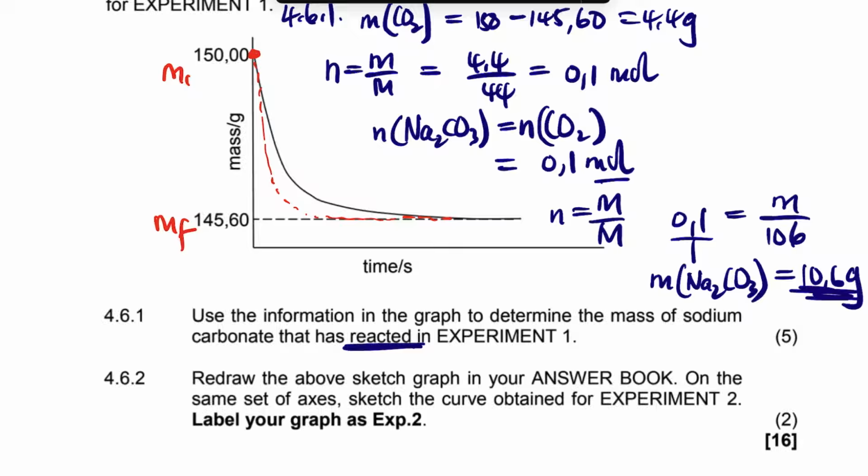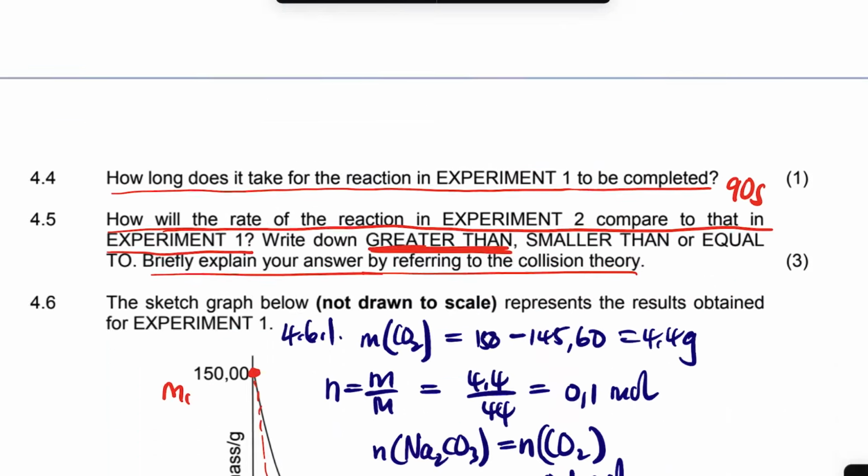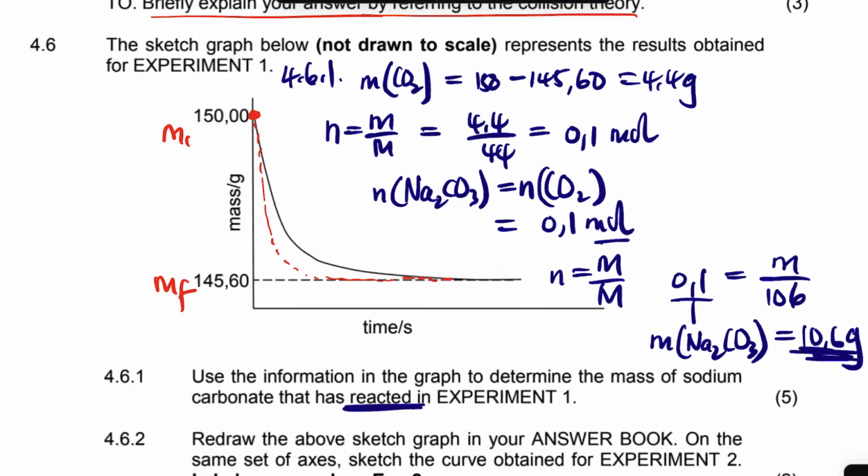And it produces the same amount of carbon dioxide, the same amount. So that's why it ends at the same amount, this is the amount that it ends there. So this is experiment 2, and this is experiment 1. We're told to label experiment 1 and experiment 2, right? I hope that makes sense, guys.